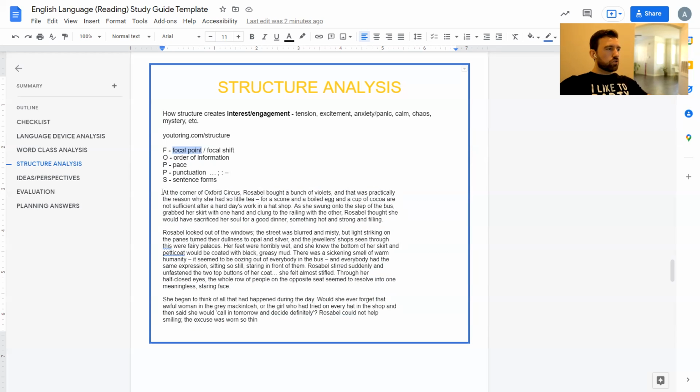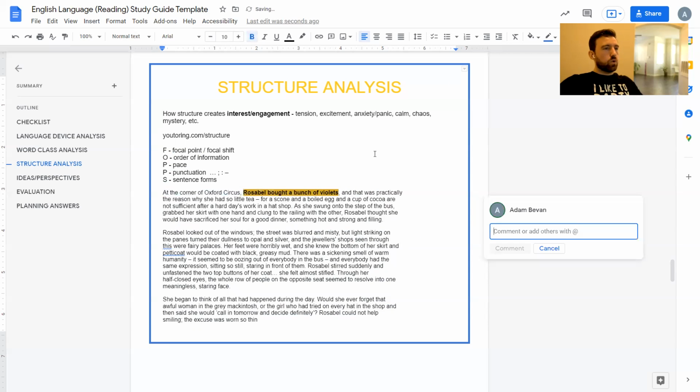So, as I've said to you before, I recommend reading a sentence or a paragraph if it's short and then analysing it a little bit. So we've got this quite beautiful image to begin with. The focal point at the beginning is quite calm, quite beautiful. Rosabelle holding a bunch of violets. So that's a focal point, and it's quite a pleasant focal point.